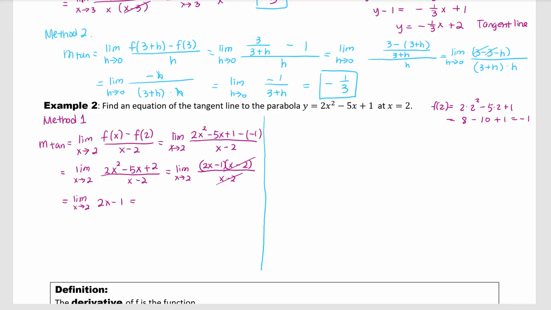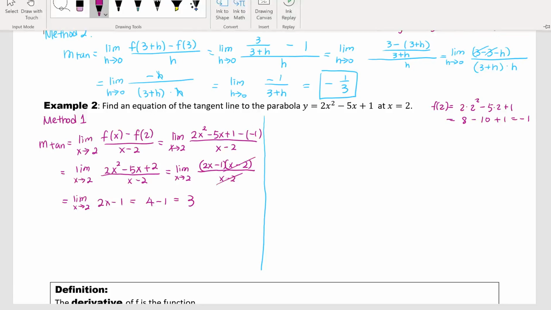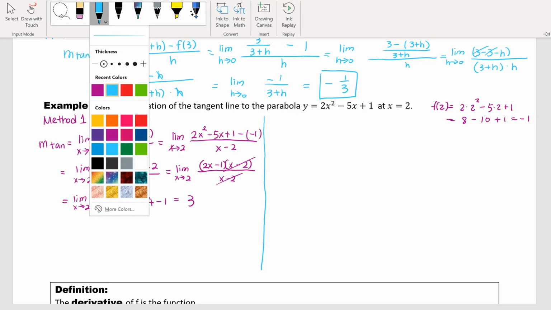And now we can plug in the 2 again. 2 times 2 is 4. 4 minus 1 is 3. So this is how we find the slope of the tangent line using the first expression of our formula. Okay, how about the second expression?